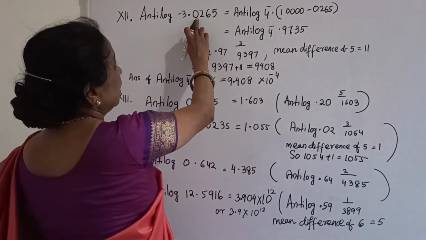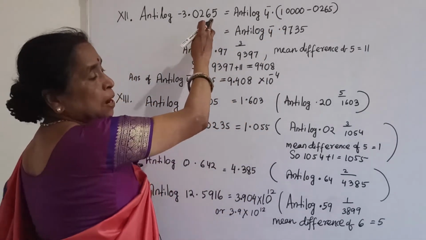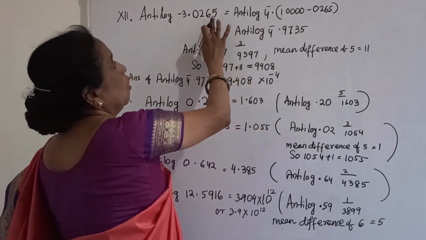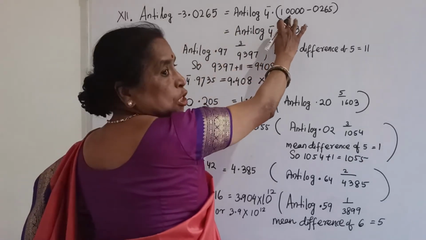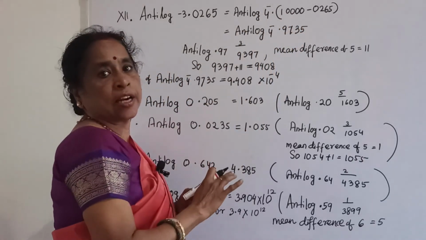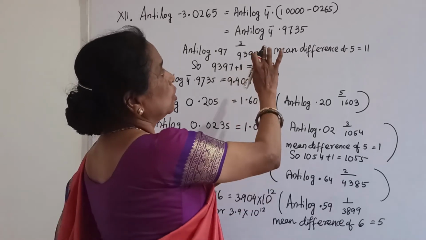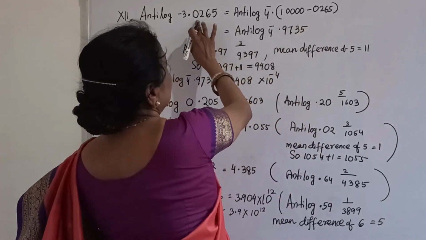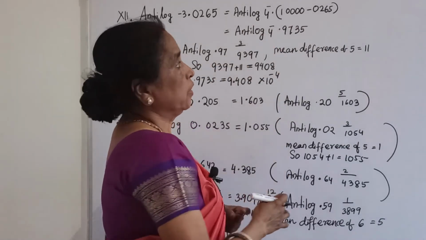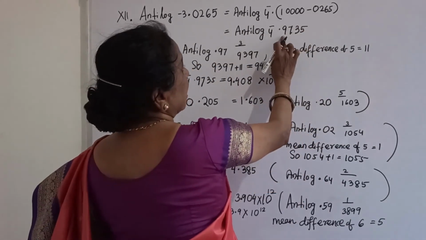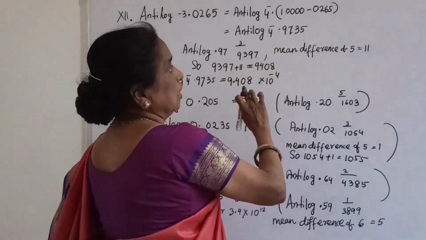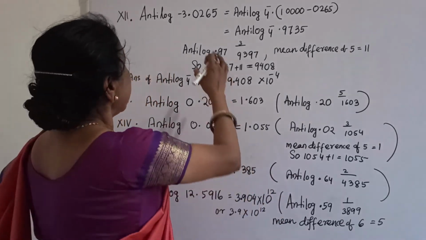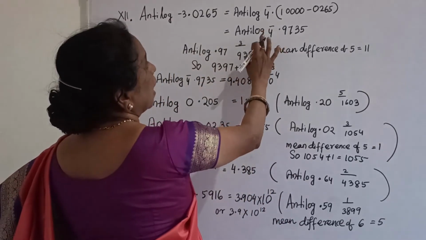Then what is the value here? 0265. That means here how many 0s will you put? 4 0s, 1, 2, 3, 4. 4 0s you will put including the 1, so 1 0 0 0 0 4 0. And next, minus this value 0265. Then what is the value here? 9735.